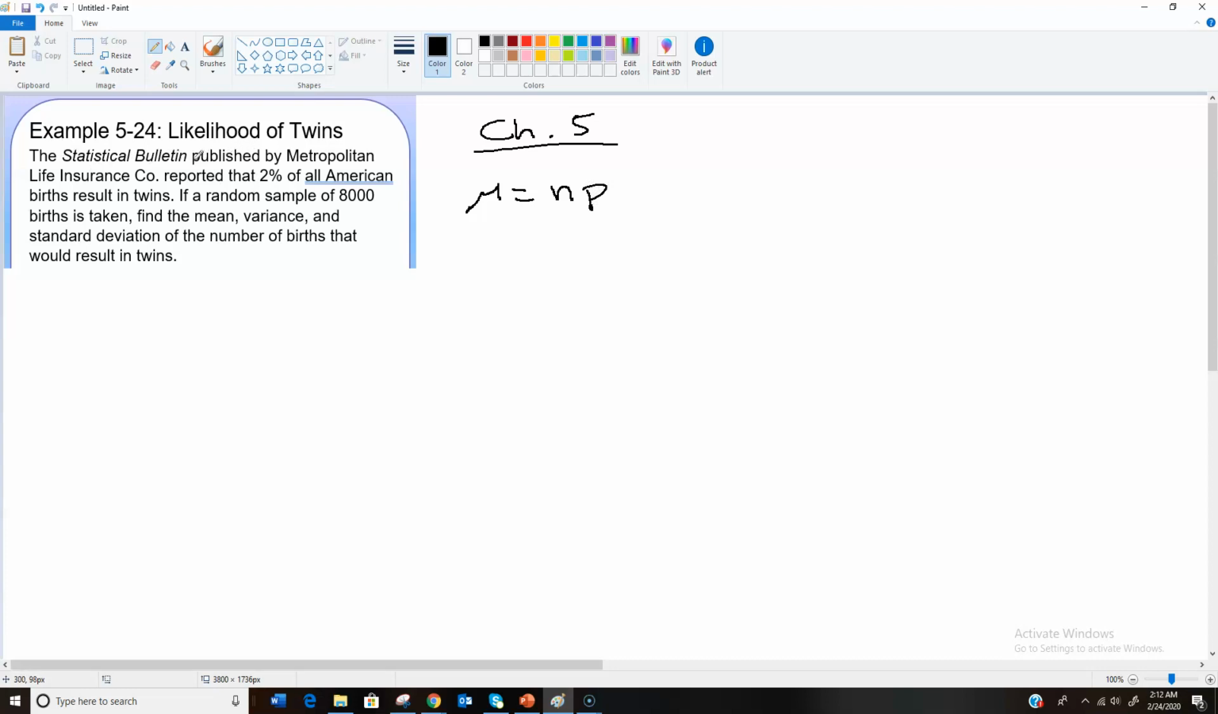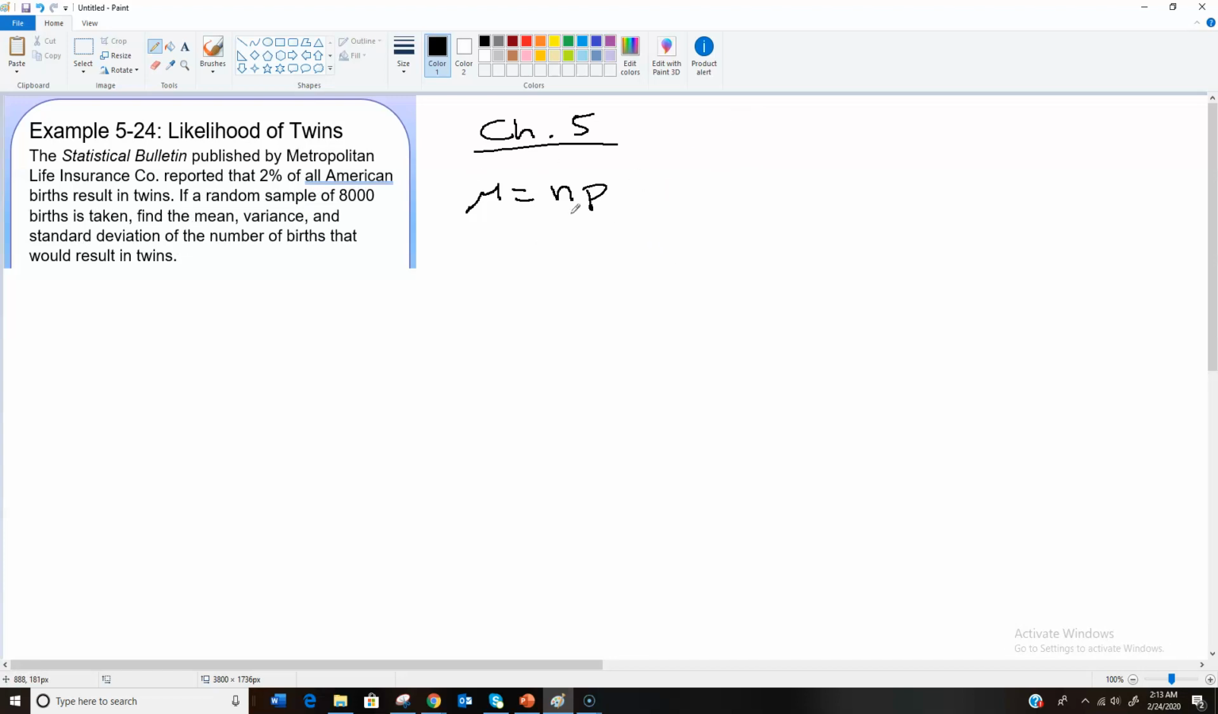The statistical bulletin published by Metropolitan Life reported that 2% of all American births result in twins. Now, that doesn't mean 2% of people are twins. It means 2% of the births. So, for instance, on average, if there were 100 births, there'd be 2 pairs of twins. So there would be 4 babies that were twins, but 2 pairs because they're considered one birth. So if a random sample of 8,000 births is taken, find the mean, the variance, and the standard deviation.